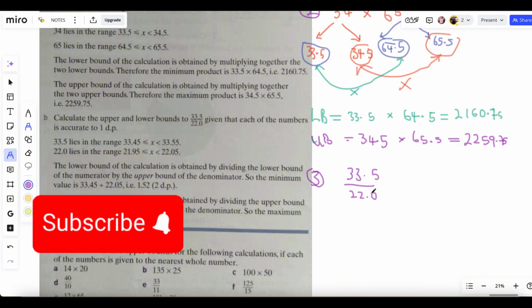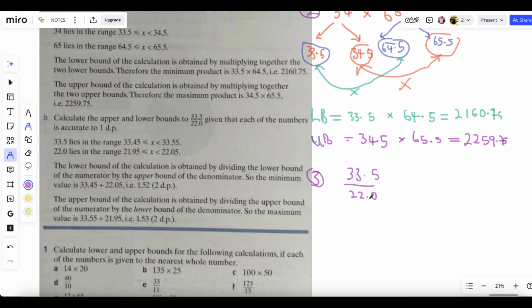Okay, you can see this is not just 22, it's 22.0. So it's one decimal place, right? One decimal place. So we're going to add 0.05 and subtract 0.05. It's not just 22. You must take note of this. So what we do, let's write the upper bound and lower bound.